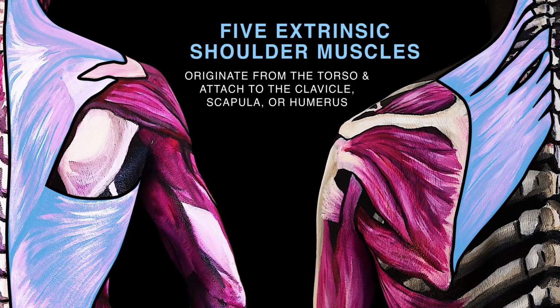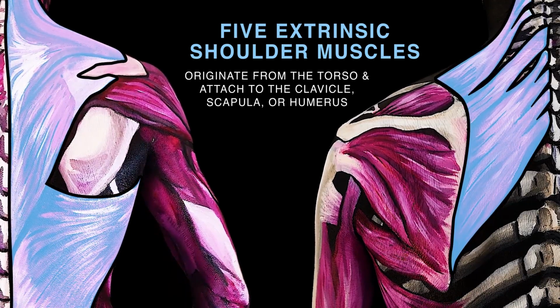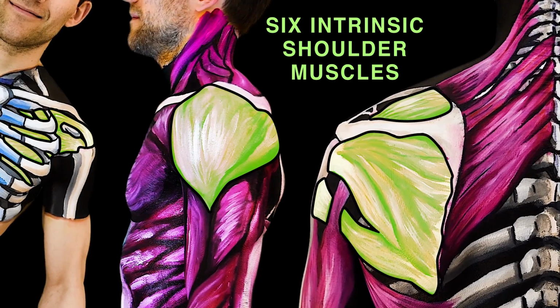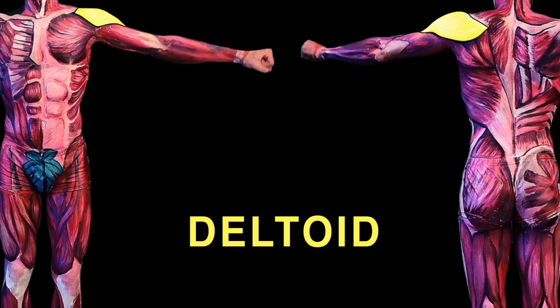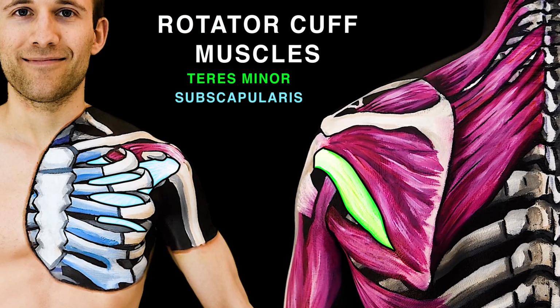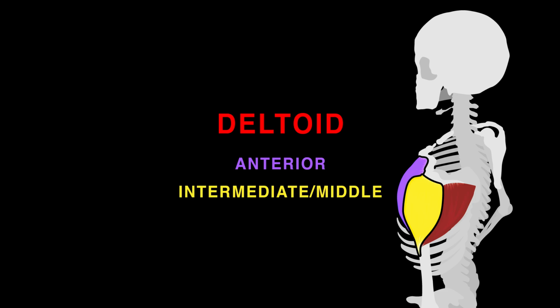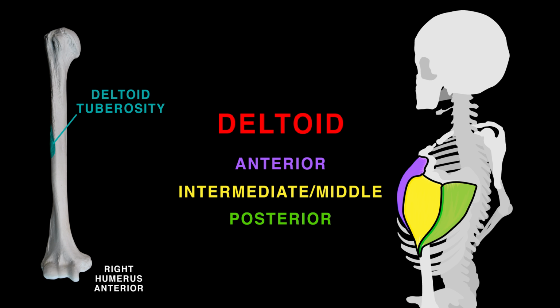Meanwhile, the extrinsic ones originate from the torso and attach to the clavicle, scapula, or humerus. Let's discuss the intrinsic muscles first. There are 6: the deltoid, teres major, and 4 rotator cuff muscles, which are the teres minor, subscapularis, supraspinatus, and infraspinatus. The deltoid has 3 heads, anterior, intermediate or middle, and posterior, which converge at their attachment point to the humerus at the deltoid tuberosity.